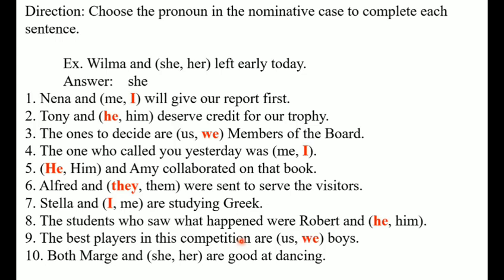Number 9, the correct answer here is we. Now, this sentence has an appositive. Boys ay appositive natin dito. So, babaliktarin muna natin ang sentence. And then, takpan ng boys. We, or us, are the best players in this competition. So, the correct answer here is we. For number 10, the correct answer here is she. Tatakpan lang natin itong both Marge and. And then, gawing is ito: she is good at dancing. So the correct answer here is she.